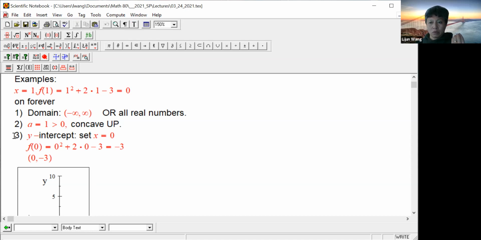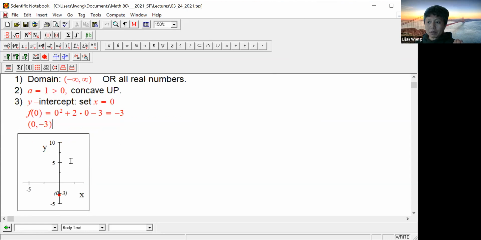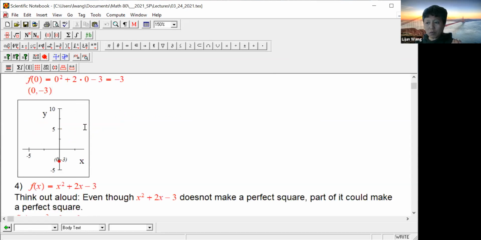Now, third question, y-intercept. How do we find the y-intercept? We set x equals 0, and input is 0, output -3. So input comma output, we make that point of intersection, which we call the y-intercept, because that's where the curve crosses the y-axis.